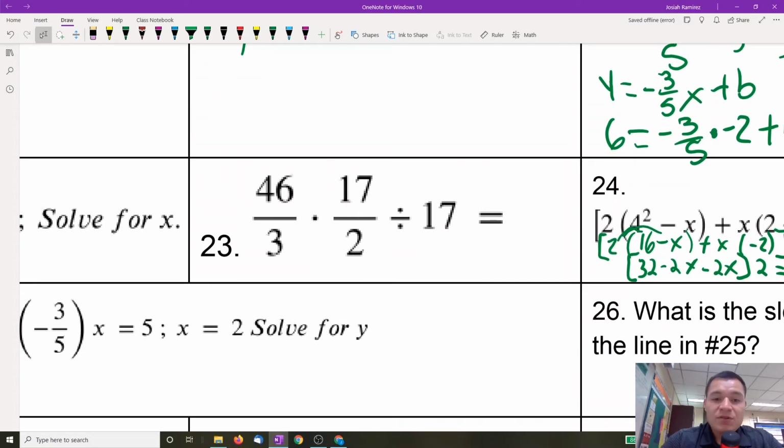The first thing you should do in number 23 is, well, if you have a calculator, you could put all this in the calculator: 46 divided by 3 times 17 divided by 2, and you would probably want to put each one of these inside of a parentheses.